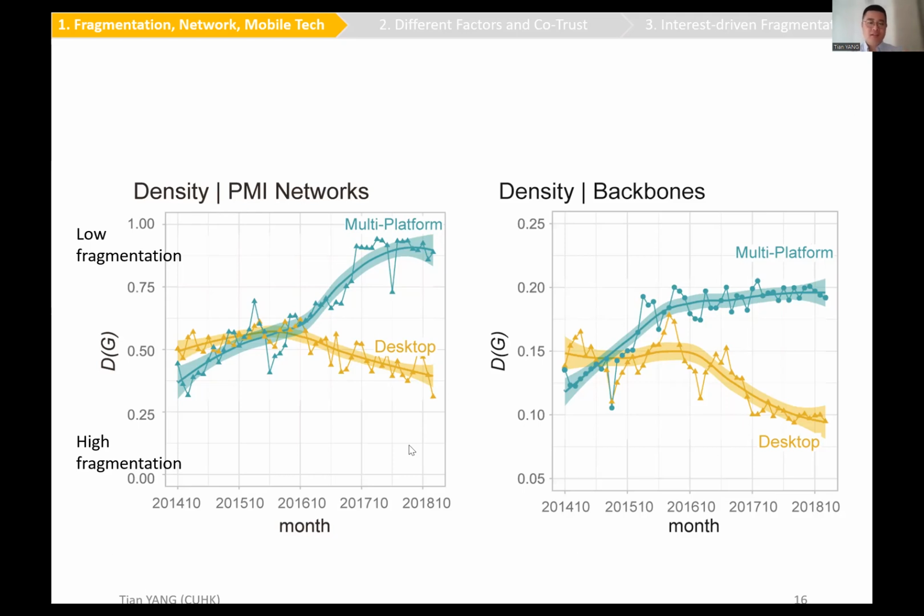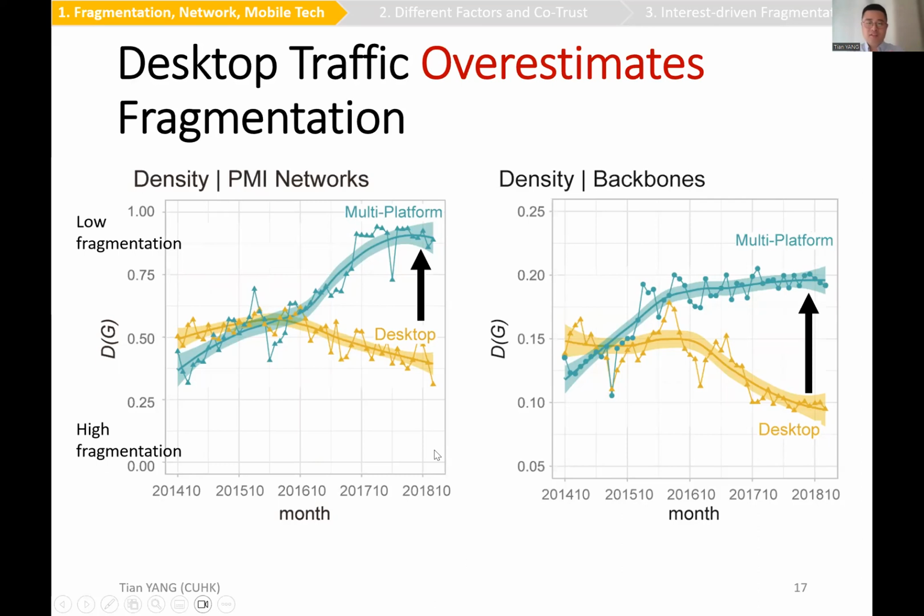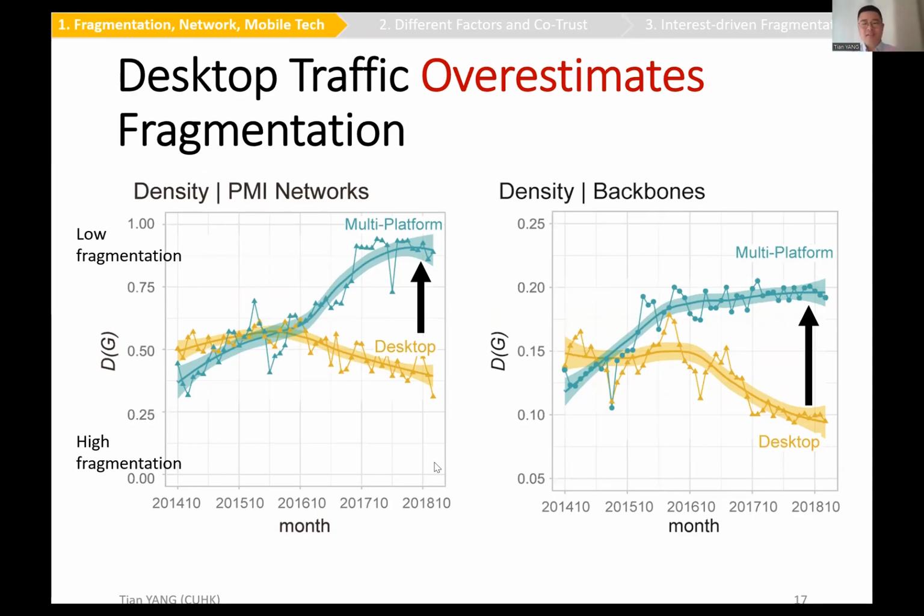The yellow lines here refer to the result based on the desktop traffic, and the green line refers to the result based on multi-platform traffic. So multi-platform here comprises both mobile traffic and desktop traffic. Okay, so from this figure, I want to highlight 3 findings. First, the desktop data overestimates the extent of fragmentation, especially in the later period. If we look at the PMI network in the later months, desktop has a value of below 0.5, but multi-platform is about 0.8.